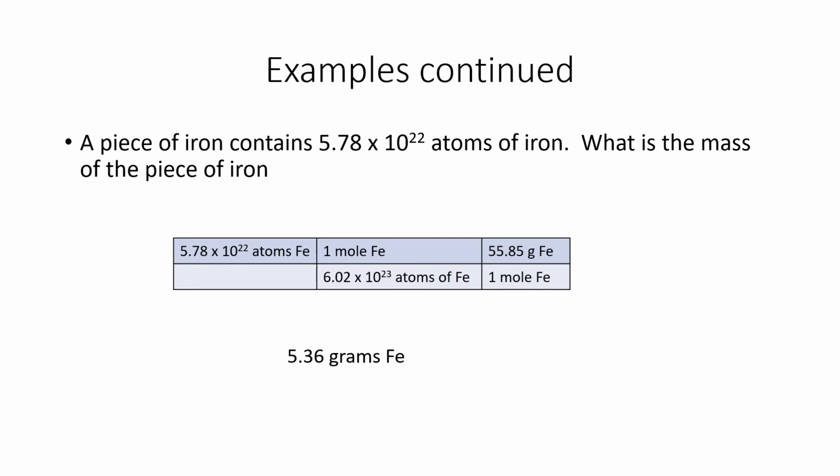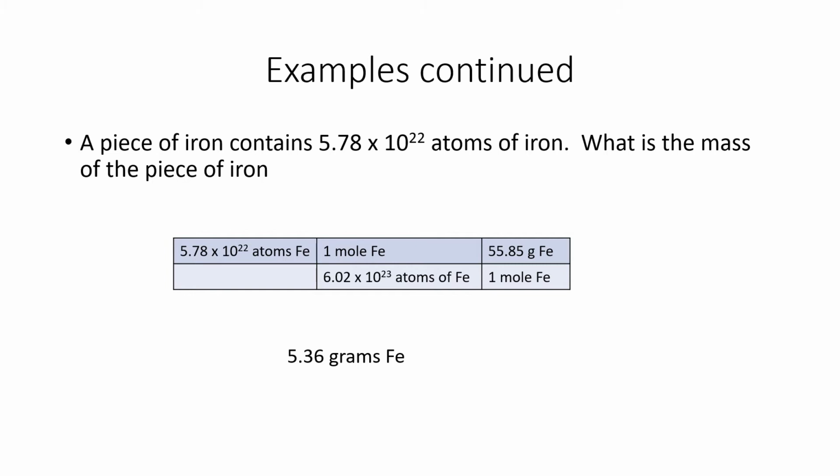Next example is kind of almost the exact opposite. Here we're starting with how many atoms of an element we have. We want to figure out what is the mass of that sample. What is the mass of that element? So here we're starting with 5.78 times 10 to the 22 atoms of iron. What's the mass of that many atoms of iron?